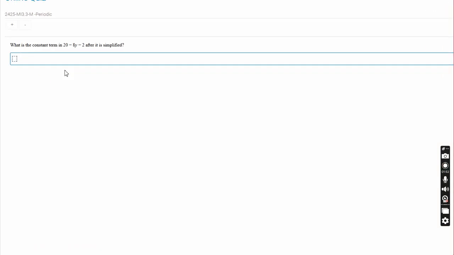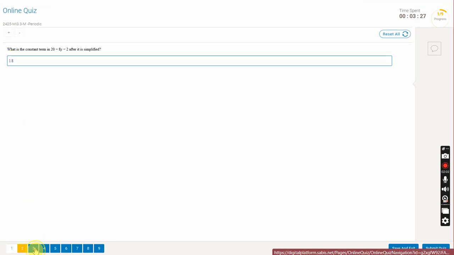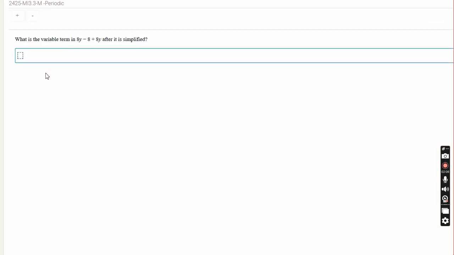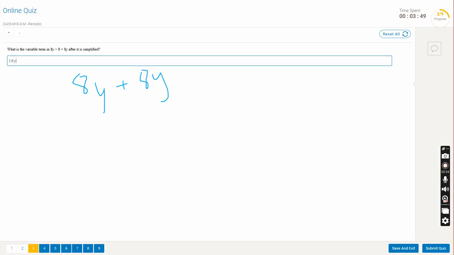This one again, what is the constant term? So constant term is without any alphabet next to it. So 20 minus 2, that gives you 18. The next one, variable term, is the one that has the alphabet next to it. So 8y is positive and 8y again is positive. So two positives, remember, you add them. Same sign, you add them. So 8y plus 8y. What will that be? 16y. Positive 16y. You can either add the positive sign or without it, it's fine.